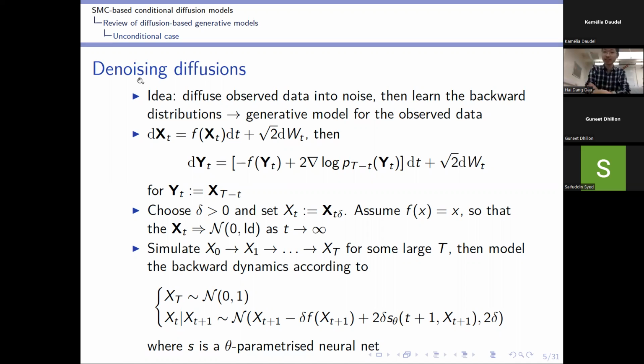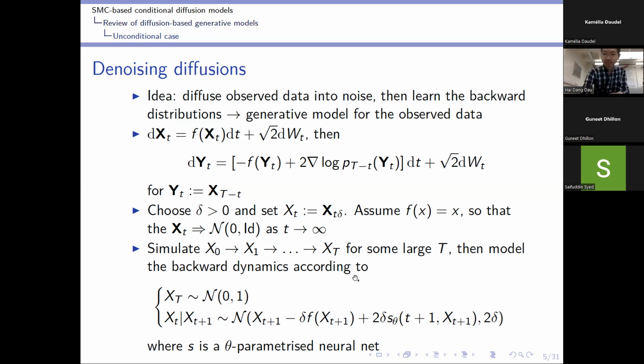So let's say I pick a discretization step delta, and then I define the discretized process with step delta. Let's say that f(x) equals x. I'm taking a very simple example where Xt tends in distribution to N(0,1) as t tends to infinity. The idea is that I will simulate X0, X1, up to XT according to the forward diffusion for some large T, and then I model the backward dynamics. At the end, XT follows an N(0, I_d) distribution, and then Xt given Xt+1 is modelled by a normal distribution where the gradient has been replaced by a neural network.